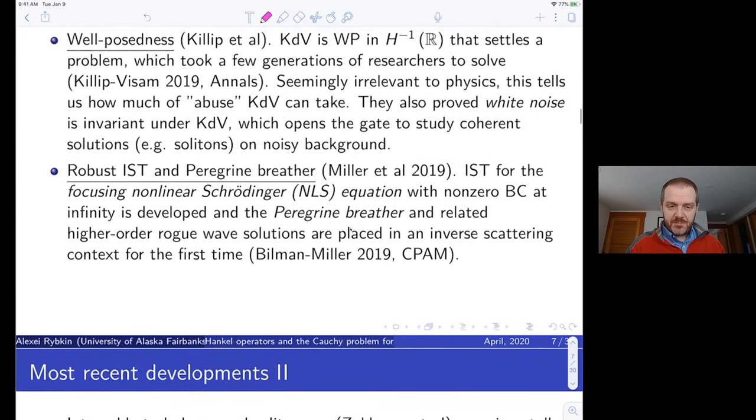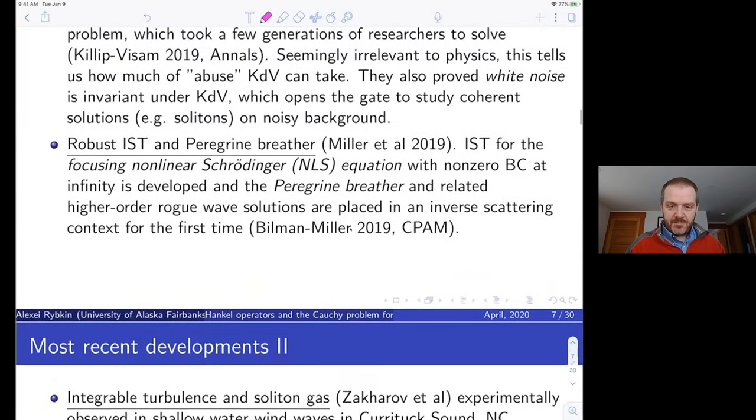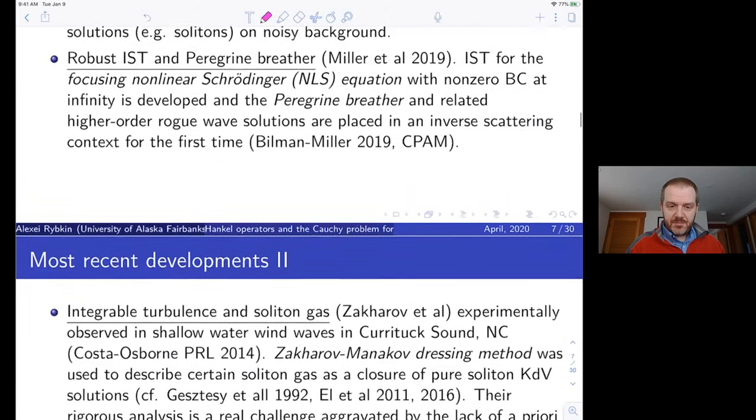And also quite recently, closer to actually my research, the so-called robust inverse scattering transform was introduced by Bilman and Miller. It was done in the context of the focusing nonlinear Schrodinger equation, but the questions which they have to deal with are related to non-zero boundary conditions at infinity. So in a way, it's much closer to what I'm interested in. This way they were able to put the famous Peregrine breather into the inverse scattering transform context.